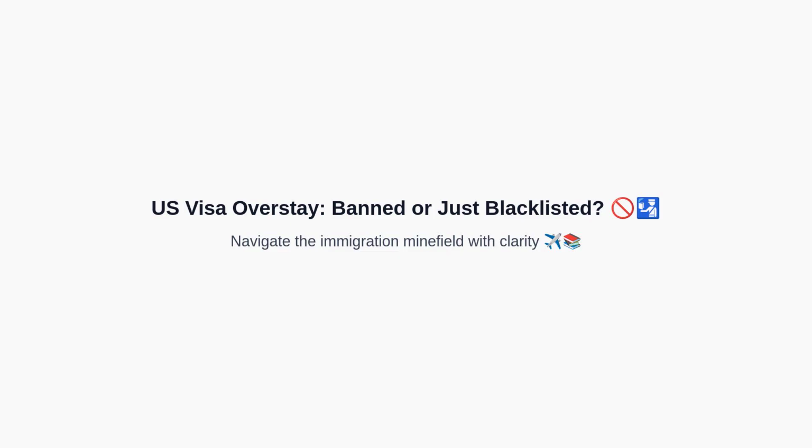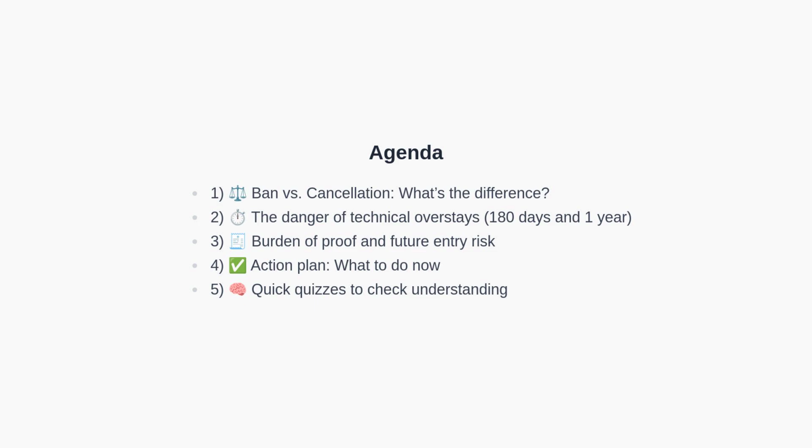Let's get started. In this agenda, we will first distinguish formal bans from automatic visa cancellations under Section 222G. Subsequently, we will address the thresholds that trigger 3- and 10-year bars. After that, we will discuss the traveler's burden of proof and practical risks at the border. Then, we will provide a step-by-step action plan to reduce risk. Lastly, we will include short quizzes to reinforce the key points.